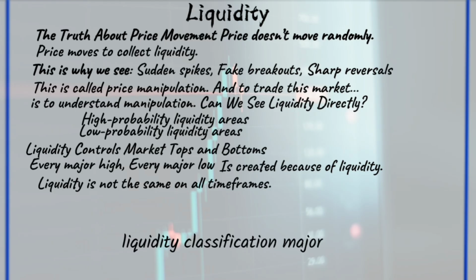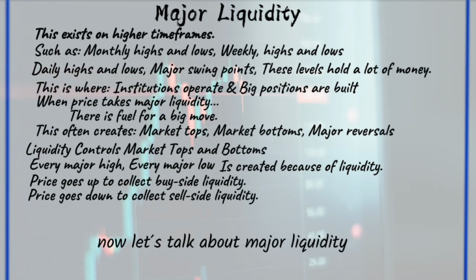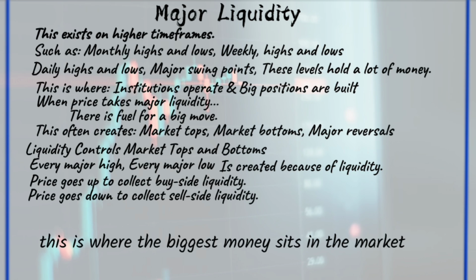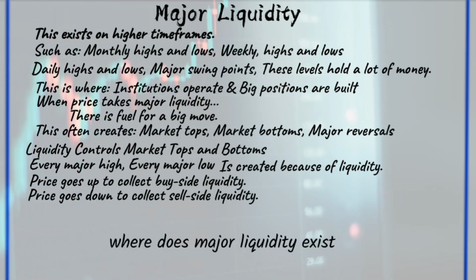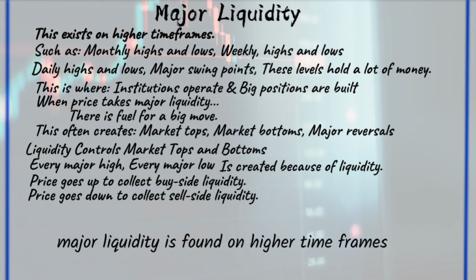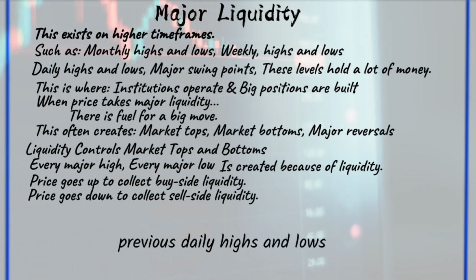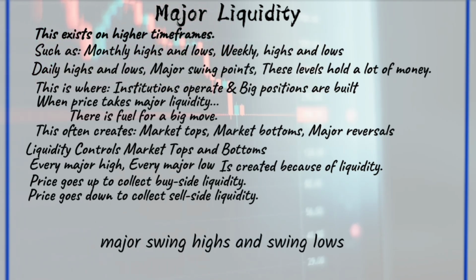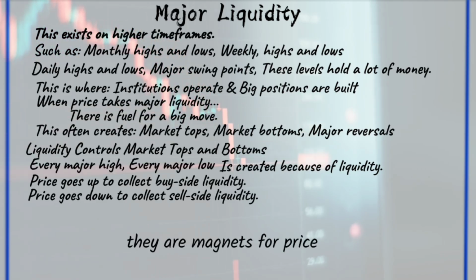Liquidity classification: major, medium, and minor liquidity. Now let's talk about major liquidity. This is where the biggest money sits in the market, and this is where the biggest moves are born. Where does major liquidity exist? Major liquidity is found on higher time frames, especially on previous weekly highs and lows, previous daily highs and lows, major swing highs and swing lows on the higher time frames. These areas are not random. They are magnets for price.